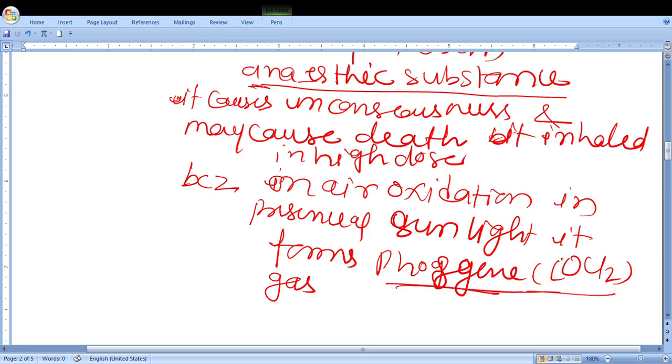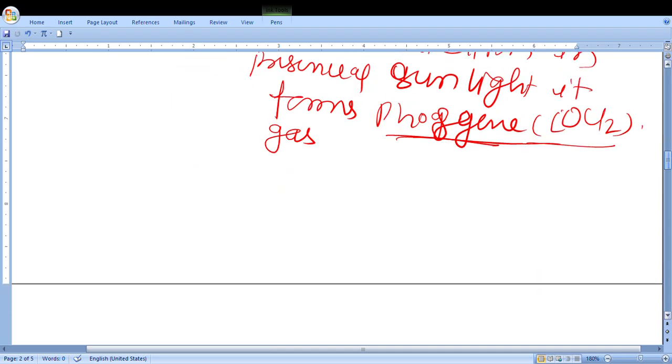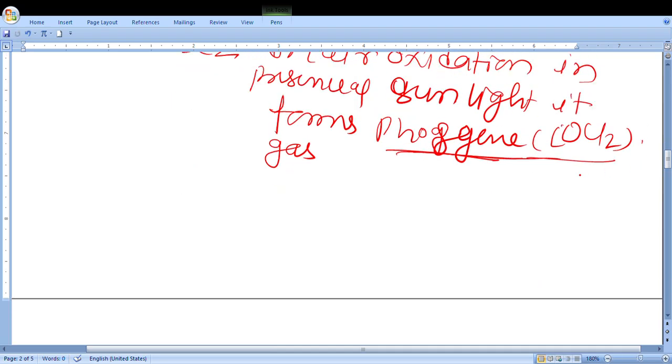So unconsciousness is caused by the chloroform, but this may become fatal. It is toxic because it causes death, and death is because of this COCl2. As phosgene gets dissolved in blood, the carbon monoxide part of the phosgene gas combines with the blood to form a permanent complex with the hemoglobin. That is called carbamine hemoglobin.